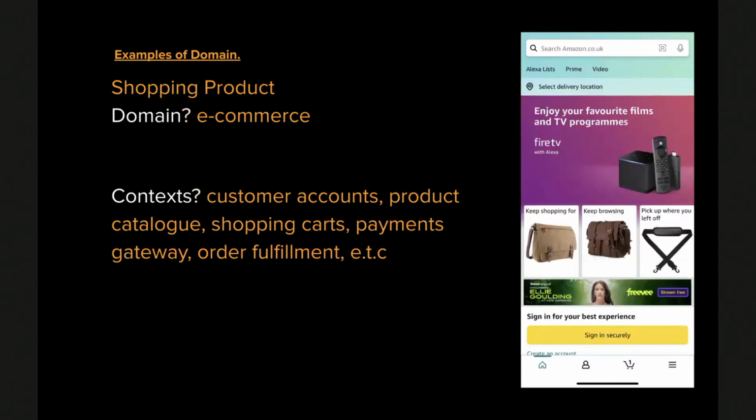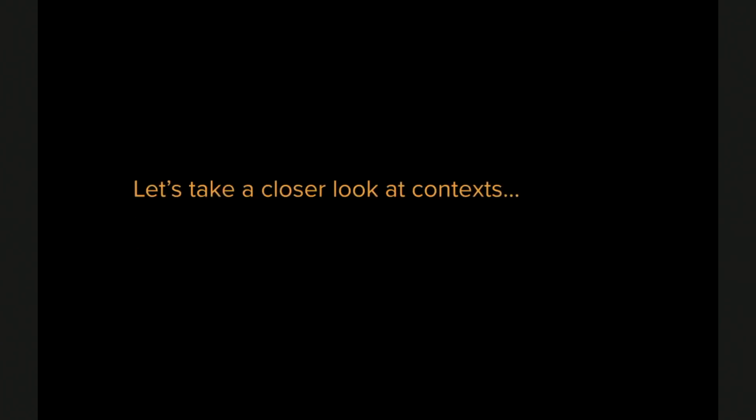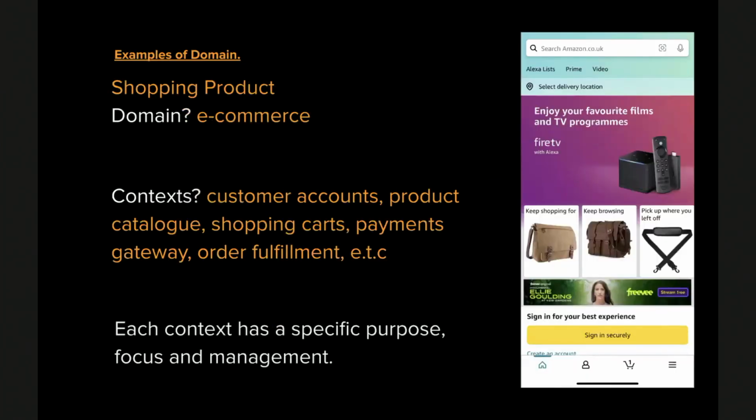How about the e-commerce domain? What is the context? Customer accounts, product catalog, shopping cart, payment gateway, order fulfillment. These are specific characteristics of the e-commerce domain or e-commerce problem space. Now, let's move a bit further and take a very close look at each context, because we will bring them together and see what domain-driven design really means. Let's look at each context. Let's take, for instance, our shopping product. Let's take product catalog.